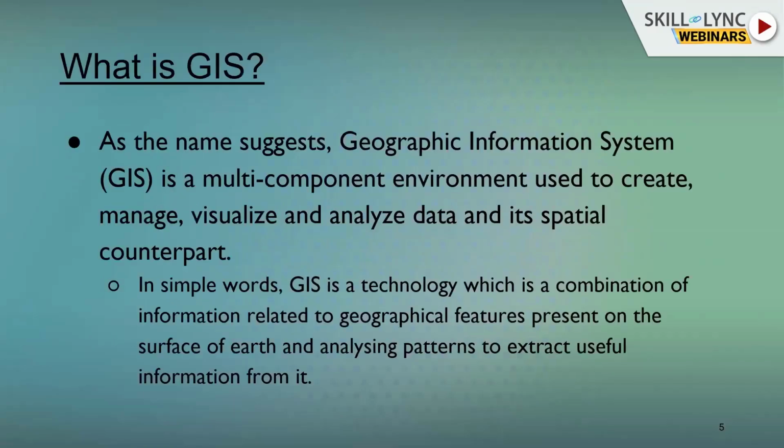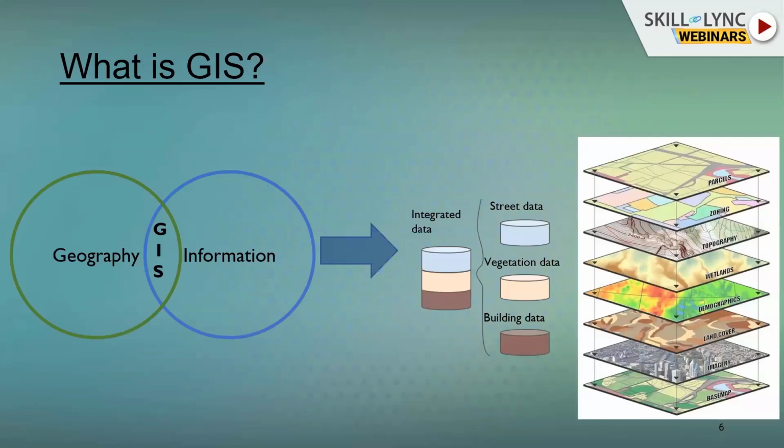So basically, what is GIS? As the name suggests, GIS is a geographical information system. Now, don't go with the definition, because the definition might confuse you. It is a multi-component environment used to create, manage, visualize, and analyze spatial data. Most of you would be wondering what he's saying, so let's look at the next slide to see how GIS actually works.